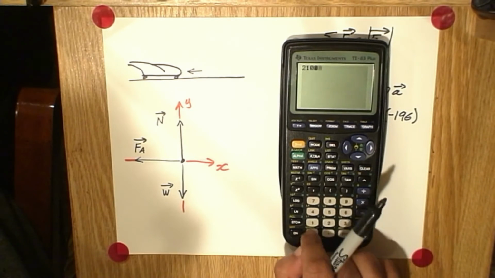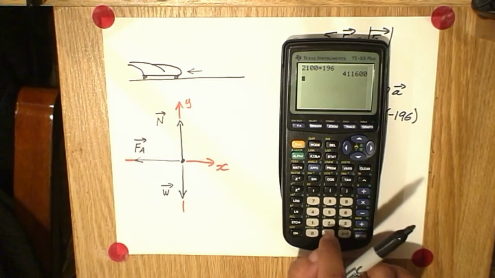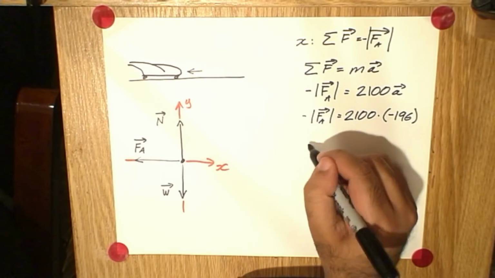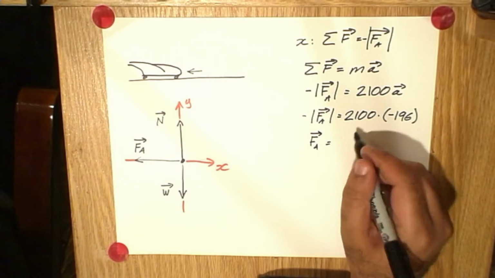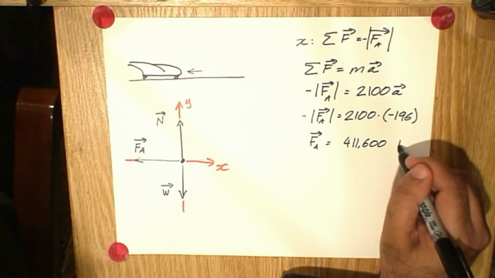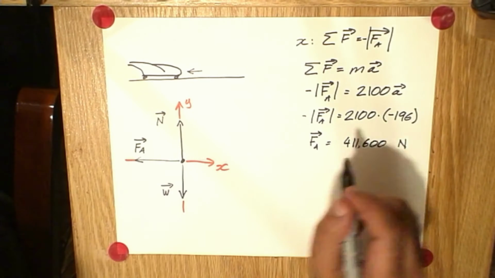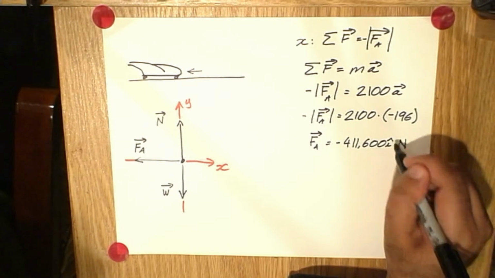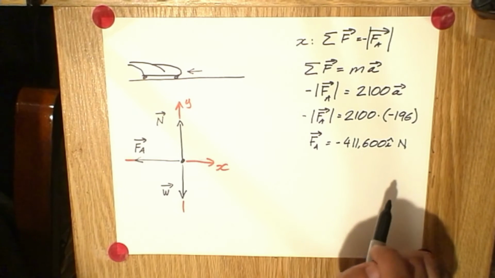So 2100 times 196 gives us 411600. So the applied force is 411600 newtons. And because it's pointed leftwards, that's the negative x direction, I'm going to put it down like that. Negative 411,600 i hat newtons.